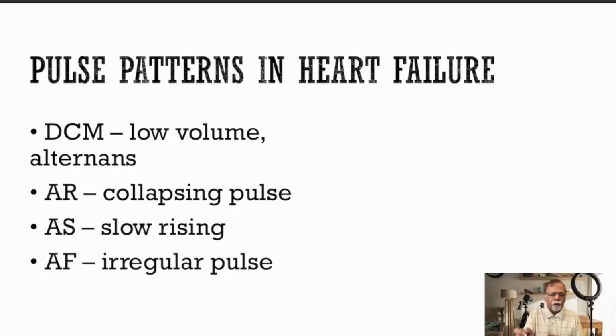most of the features. Then the remaining things are to palpate all the peripheral pulses, looking for thickening of the vessels. Some of the patterns in heart failure you also look into. In dilated cardiomyopathy you get a low volume pulse, and we can get pulsus alternans. Aortic regurgitation gives a collapsing pulse. Aortic stenosis gives a slow rising pulse. Atrial fibrillation produces an irregular pulse. These are fundamental things that you should remember.